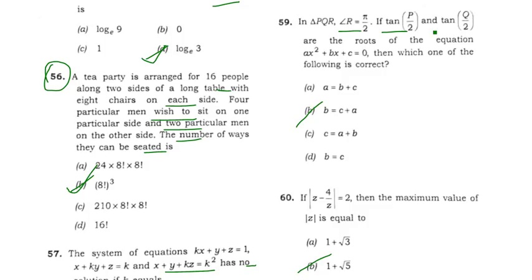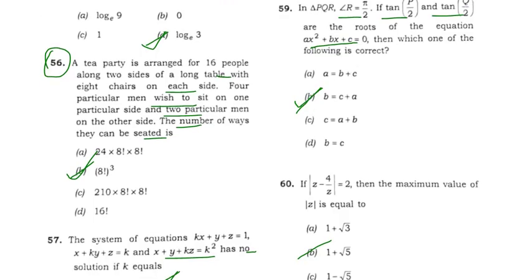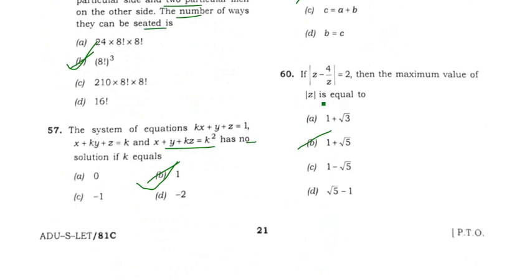if angle R equals π/2 and tan(P/2) and tan(Q/2) are the roots of the equation ax² + bx + c = 0, then which of the following is correct? So b = c + a is the correct one. If |z − 4/z| = 2, then the maximum value of |z| is equal to 1 + √5.